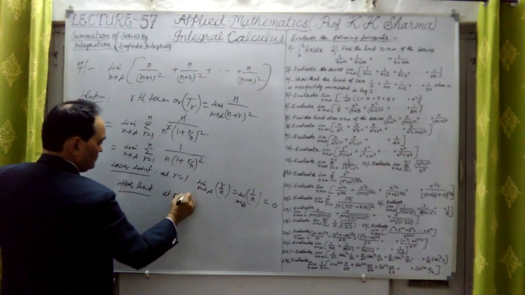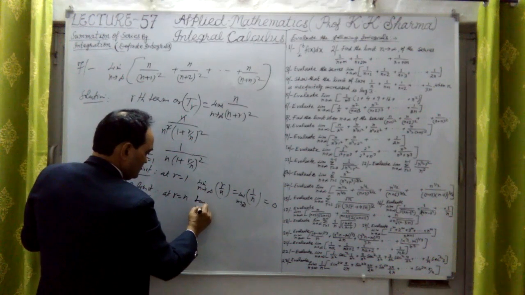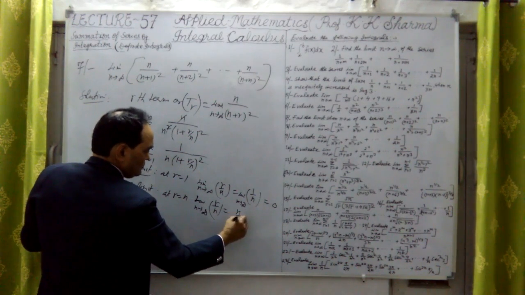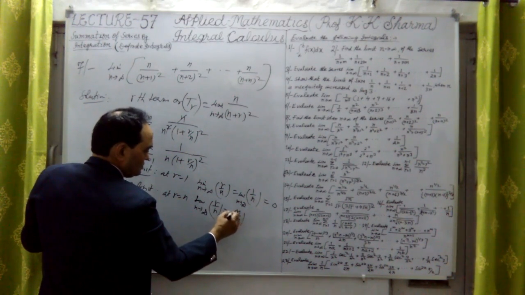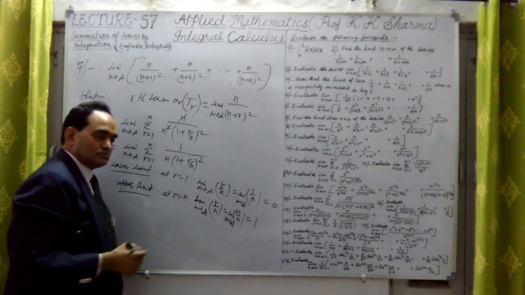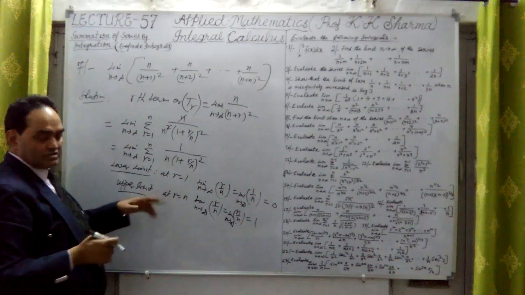at r equal to n, limit n tends to infinity of r upon n, which is n upon n, equal to 1. Even if we apply the limit n tends to infinity here, it is equal to 1, because n upon n is 1. So the limits are 0 to 1.